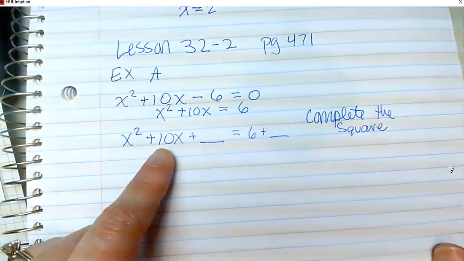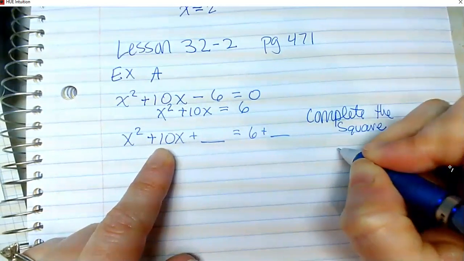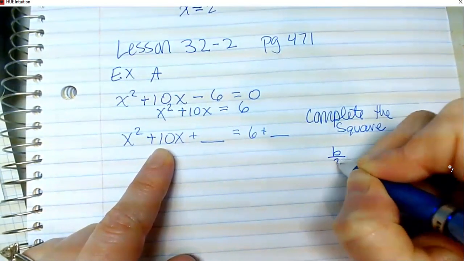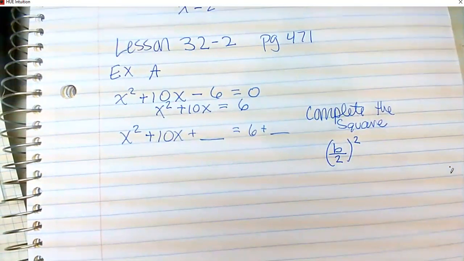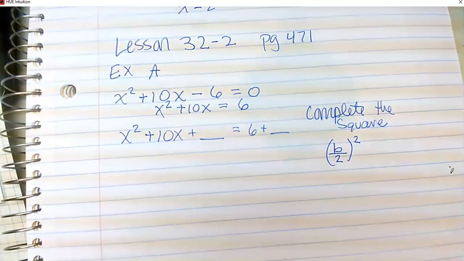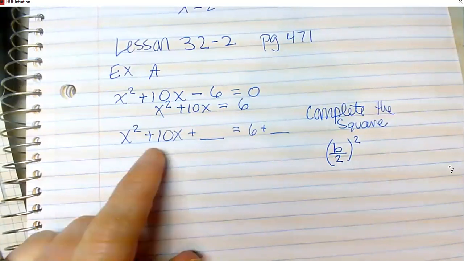So here's how we do it. It's a small little equation. It says something like b divided by 2, and we're going to square it. B divided by 2 squared. That's how we're going to force this quadratic to be a perfect square trinomial.